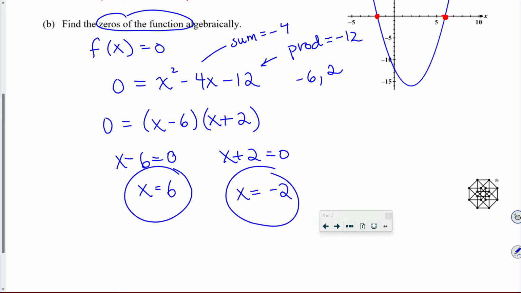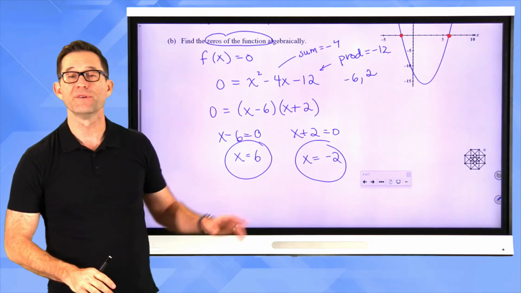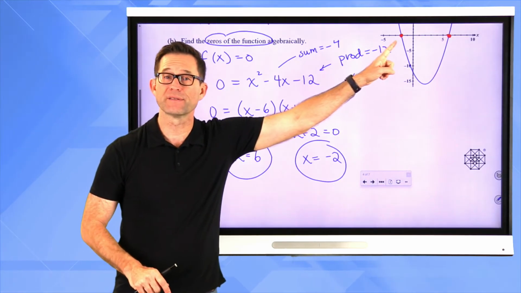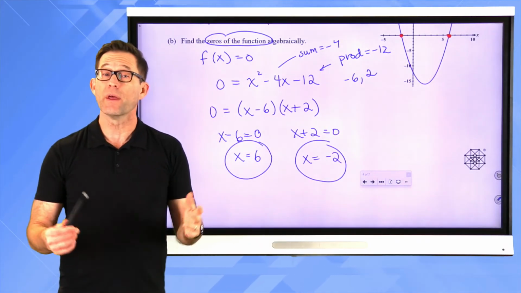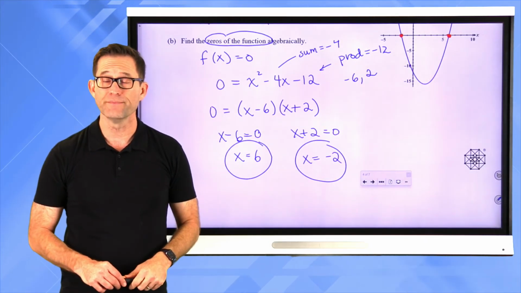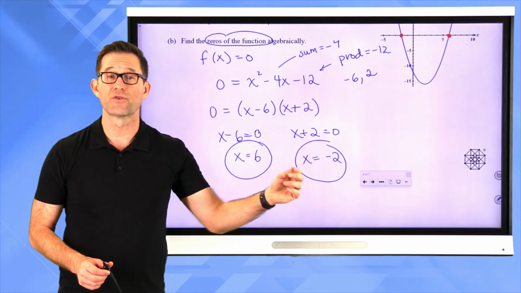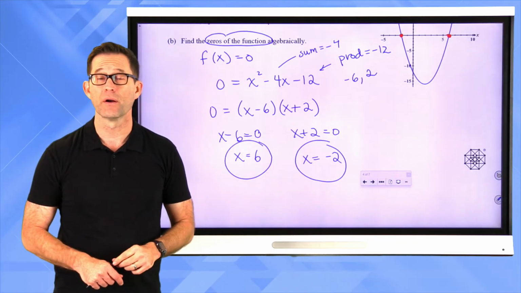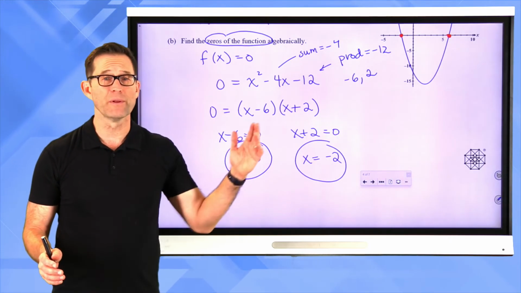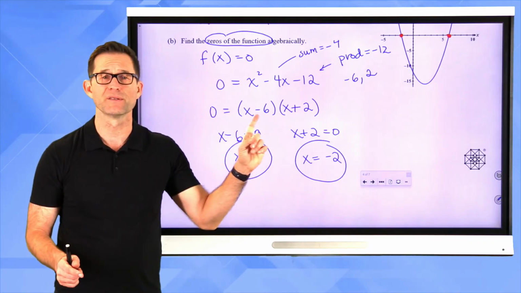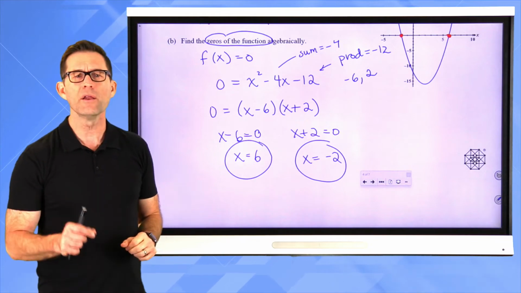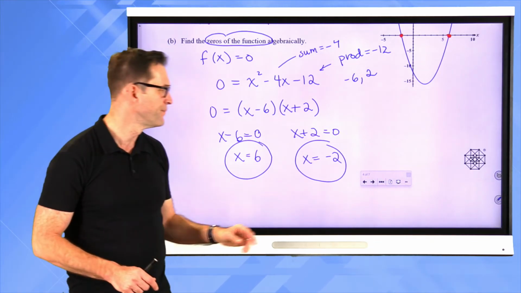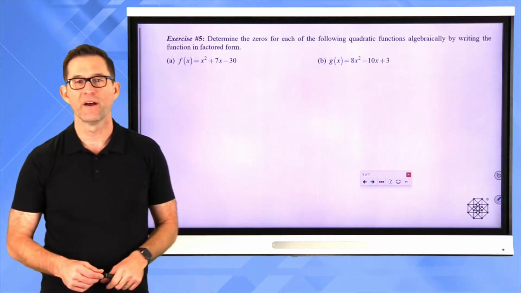And that, of course, is exactly what we saw in the graph. Here we've got x equals negative 2. Here we've got x equals 6. So if we can factor a quadratic function, we can easily determine the values of its zeros, its x-intercepts, probably just by inspection, especially when it's a simple one like this. It's like, oh yeah, sure, 6 and -2. A little bit more difficult if they're fractional. All right, let's do it.